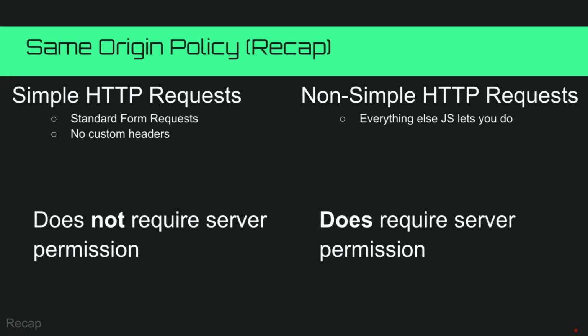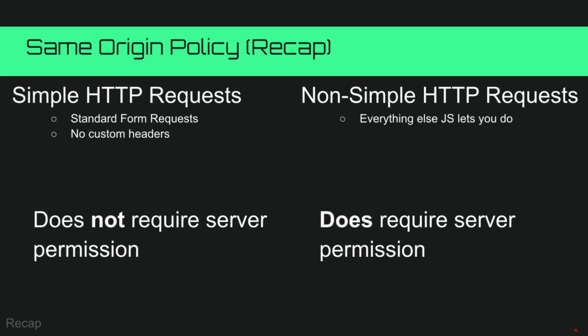Technically, it's broken down into these two high-level buckets. Simple requests are standard form requests or GET requests or other standard web requests that a browser may initiate across origin. And then non-simple requests are literally everything else. So these are potentially requests that are generated from JavaScript, for example, although the Fetch API can send simple requests as well.